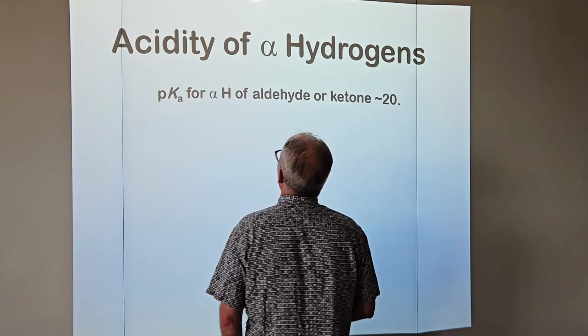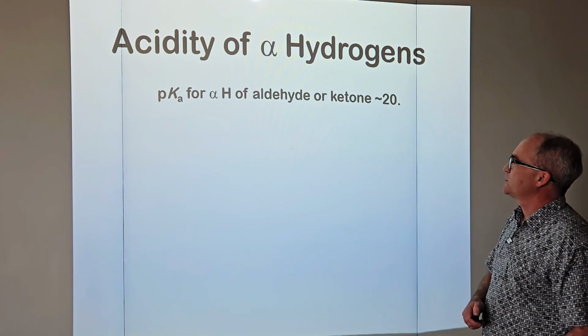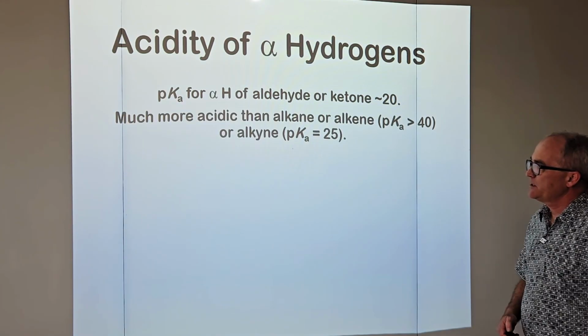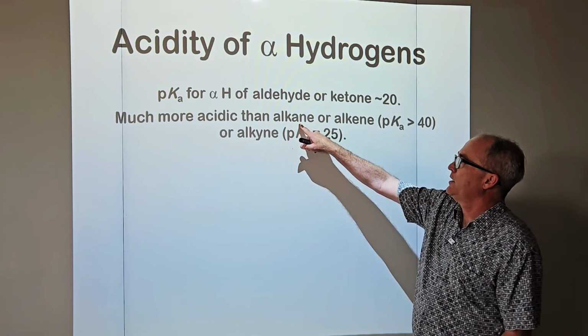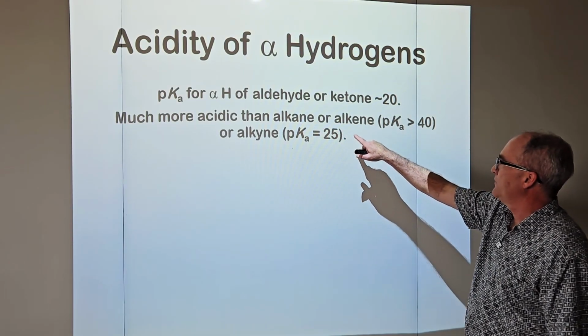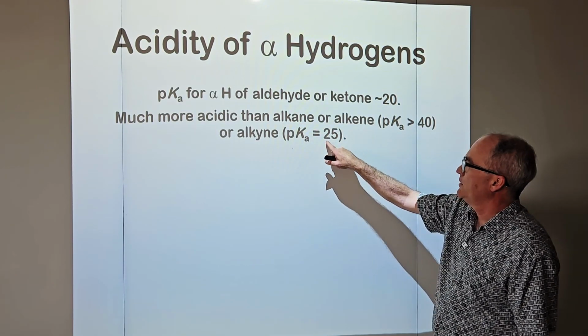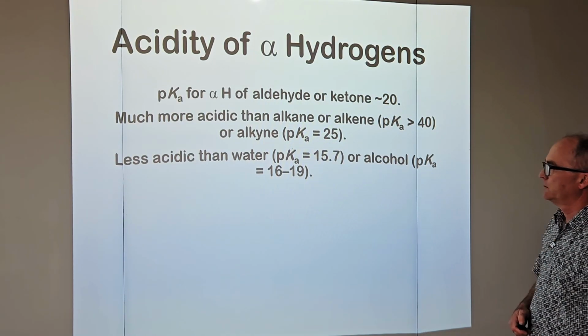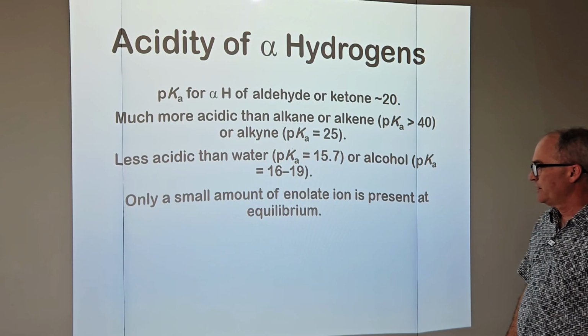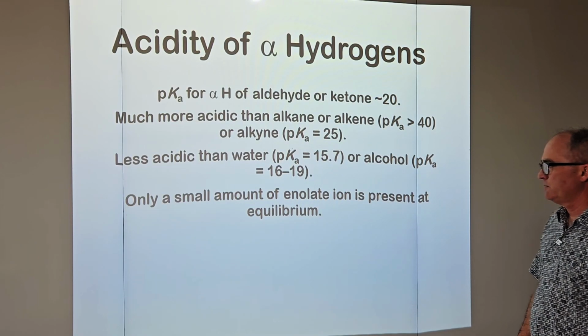The pKa for the alpha hydrogen of an aldehyde or ketone is about 20. Much more acidic than the alkene or alkyne. So here's the alkane, greater than 40. Some books have it at 50, and the alkyne was around 25. Less acidic than water or an alcohol. Only a small amount of enolate ion is present in equilibrium.